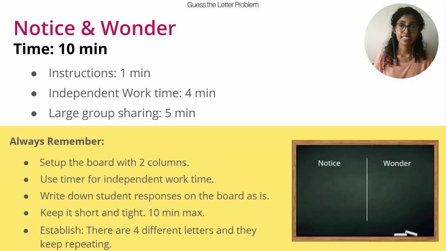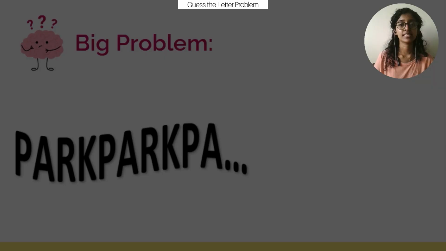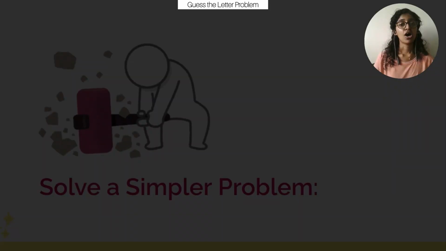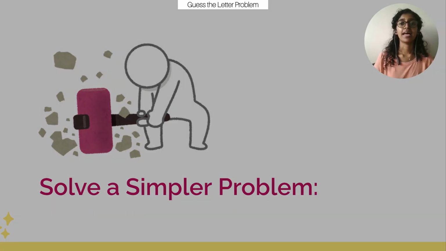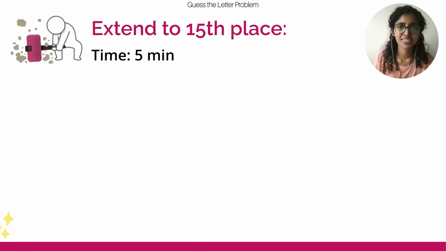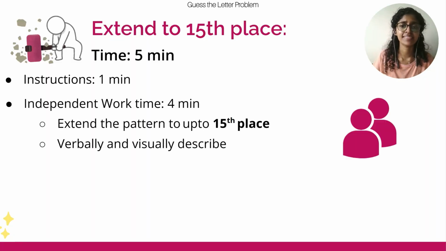And once we establish this, we pose the big problem to our students, which is: what will be the letter in the 99th place if this pattern keeps going on and on? Since we have a big problem, we are going to introduce a strategy of solving a simpler problem. For that, we are going to extend till the 15th place. It's a quick activity and it should take not more than 5 minutes.